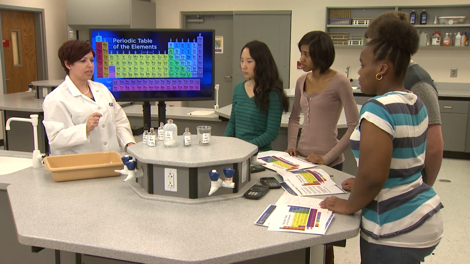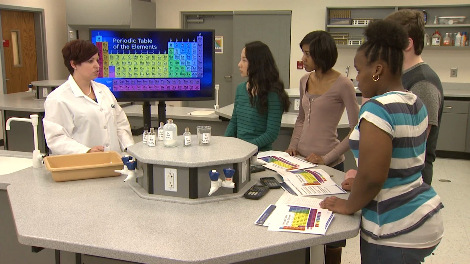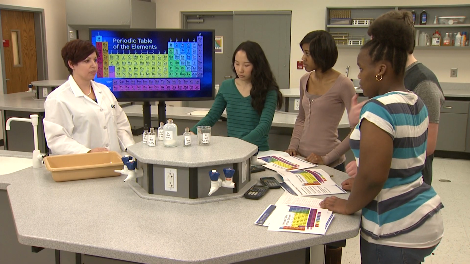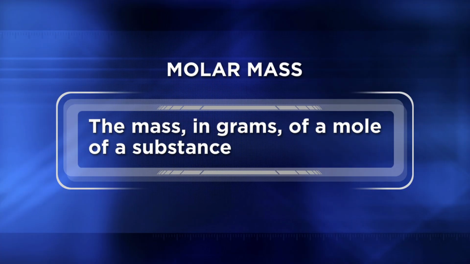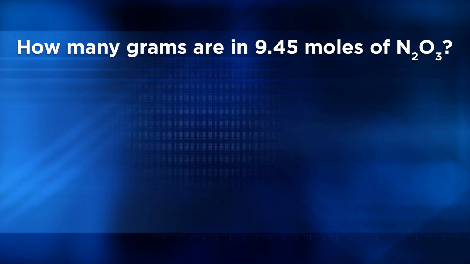Now that we've been able to see and hold moles of various substances, let's see if we can use dimensional analysis to work a few problems involving molar mass. Remember, the molar mass of a substance is the mass in grams of a mole of a substance. This first question asks, how many grams are in 9.45 moles of dinitrogen trioxide, or N2O3? Robbie, do you want to get us started on this one?